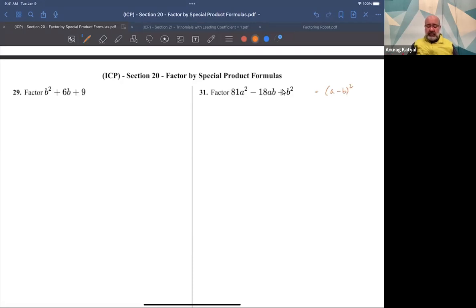And the way we do it is we find the square root of 81A squared, which would be 9A, minus, then I take the square root of B squared, which would just be B. And then we have to check the middle term. Well, if I multiply 9A by B, I get 9AB. Nothing really mixes there. And if we double that, we get 18AB, which is exactly what we have in the middle. So I know this answer is correct. I can walk away from it.